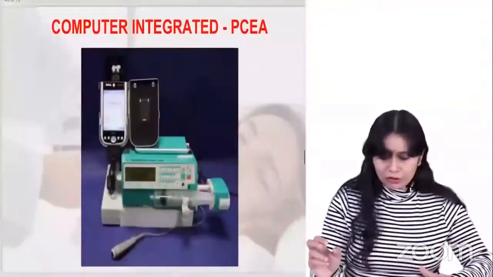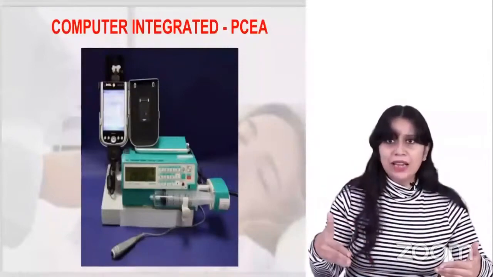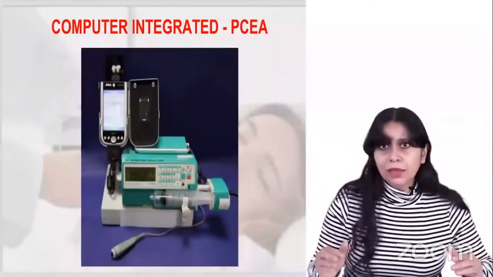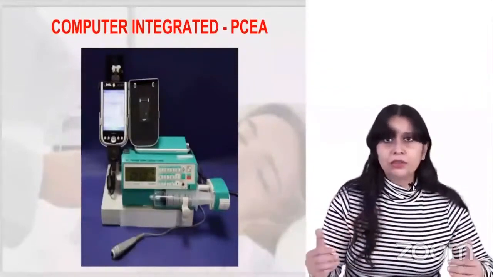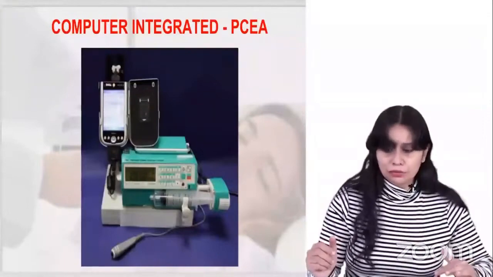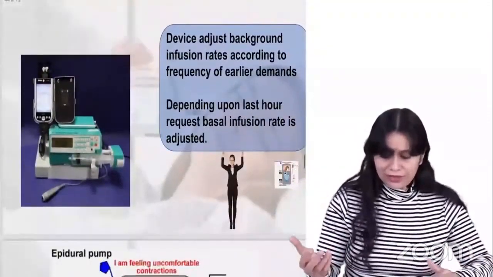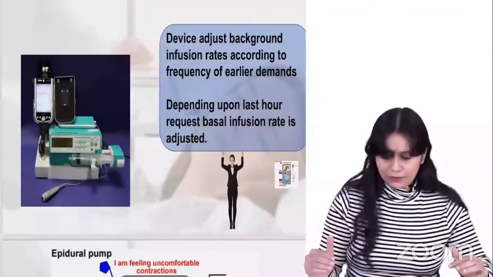Okay, then as I talked about computer integrated patient control epidural analgesia, a computerized device is attached, as you can see, with this infusion pump, and depending upon the last hour requirement, the baseline infusion can be altered. So again, it will give better patient control and patient satisfaction. The device just adjusts the background infusion rate according to the frequency of the earlier demands.